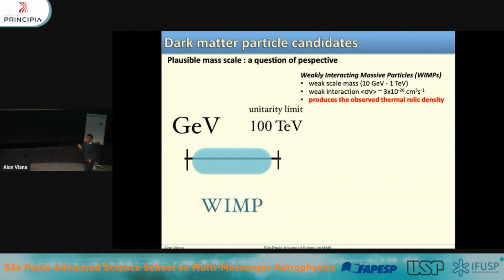What are the possible dark matter particles that we can have? Basically, the WIMP particles are between GeV and hundreds of TeV. There is also an upper limit on this mass that comes from unitarity, from the fact that the probability of quantum interactions has to be smaller than 1. In the thermal bath, this puts a very constraining limit at hundreds of TeV.